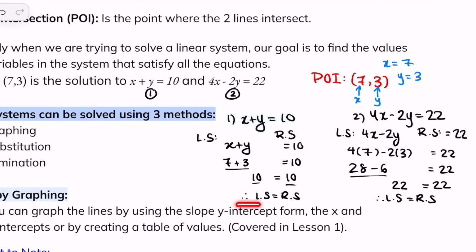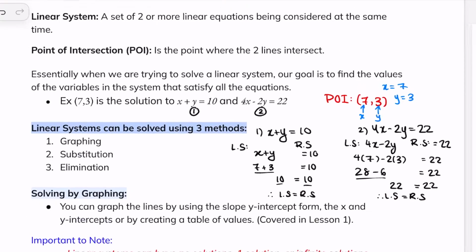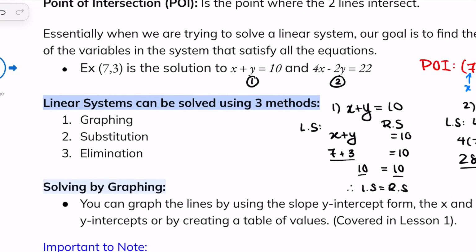Because left side equals right side for both of the equations, we can say that this point is indeed the point of intersection. Linear systems can be solved using 3 different methods. We have graphing, which is what I'm going to cover in this lesson. We have substitution and we have elimination. These ones are more algebraic, and I'm going to have a video lesson on each one, so stay tuned for those.